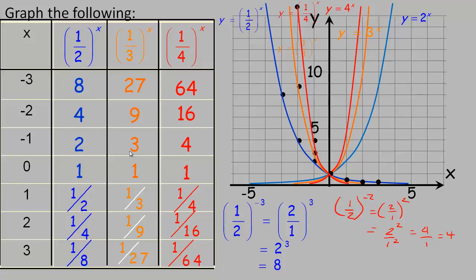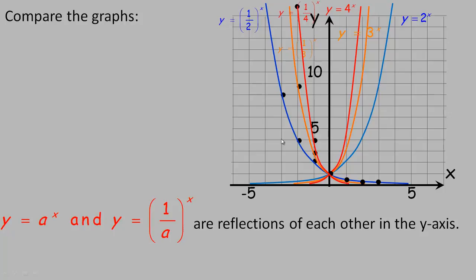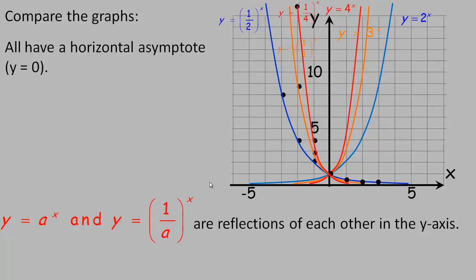And I'm going to flip the page here now. And so here's some comparisons, some basic features of exponential curves, and some of the things they have in common. So number one, they all have a horizontal asymptote of the x-axis, or the line y = 0.